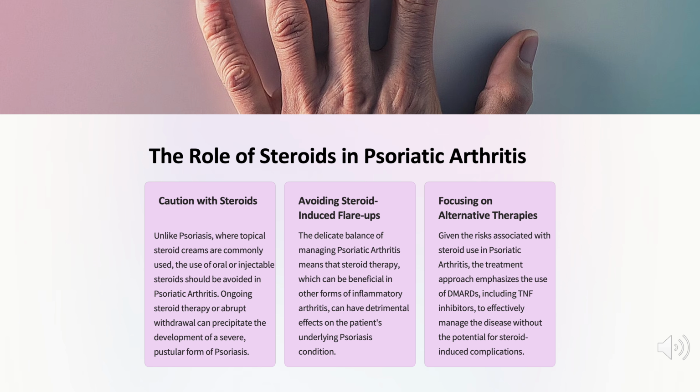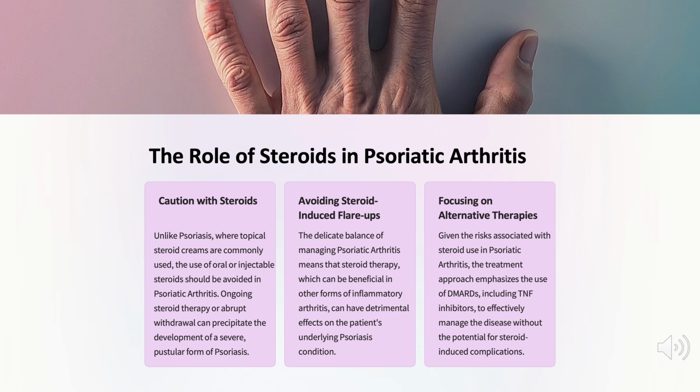Because ongoing steroid therapy or sudden withdrawal can actually trigger the development of a severe pustular form of psoriasis, worsening the patient's condition. The delicate balance of managing psoriatic arthritis means that while steroid therapy may be beneficial in other forms of inflammatory arthritis, it can have detrimental effects on the underlying psoriasis condition in this context.